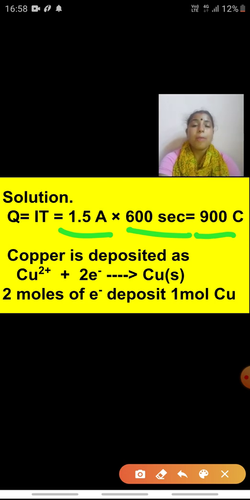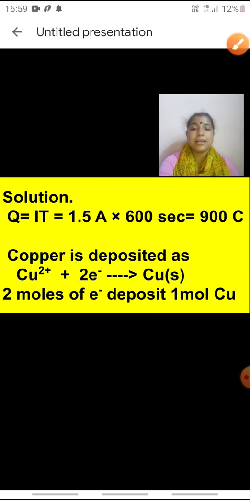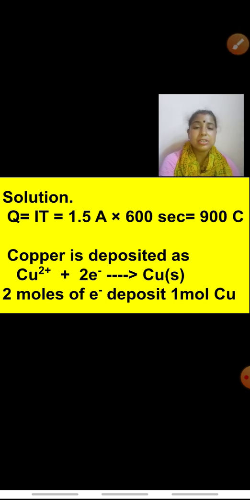Now see, copper is deposited as, see the equation carefully. Cu2+ is the form of copper which is present as copper sulfate. It breaks down to give Cu2+ plus SO4 2-. So we are using Cu2+. Now 2 electrons are less than the solid form. So how many electrons will be added? 2 electrons will be added and we'll get Cu. Now, for depositing 1 mole of copper, how much charge is required? 2 moles of electrons, or 2 into 96500 charge is required to deposit 1 mole of copper.